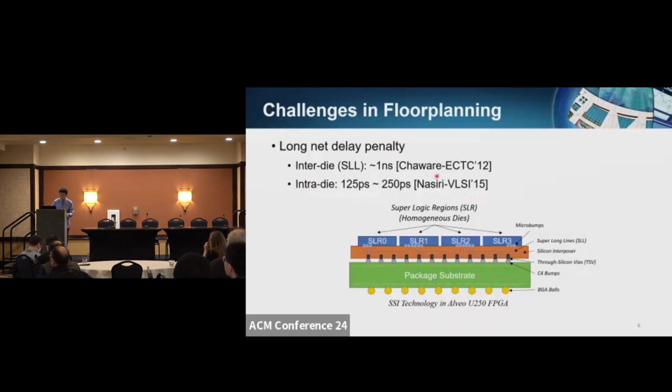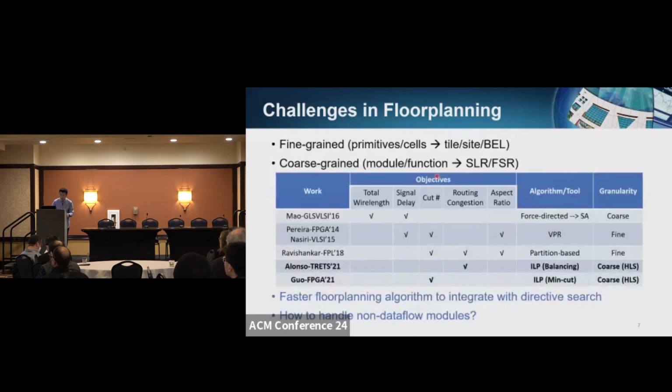To mitigate the long delay, existing solutions differ in their objectives, algorithms, and granularity. The fine-grained method maps the primitives or cells to the tile site level, which is very time-consuming, while the state-of-the-art coarse-grained methods for HLS designs use integer linear programming, which is also kind of slow because you call a solver, especially if it's called repetitively when you work with the directive search. Moreover, they are dedicated to dataflow designs, so they cannot handle designs with non-dataflow modules mixed in.